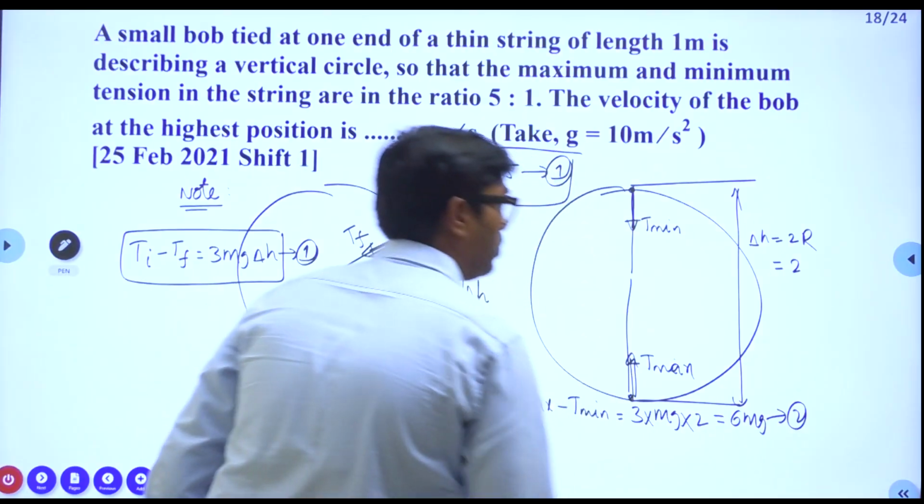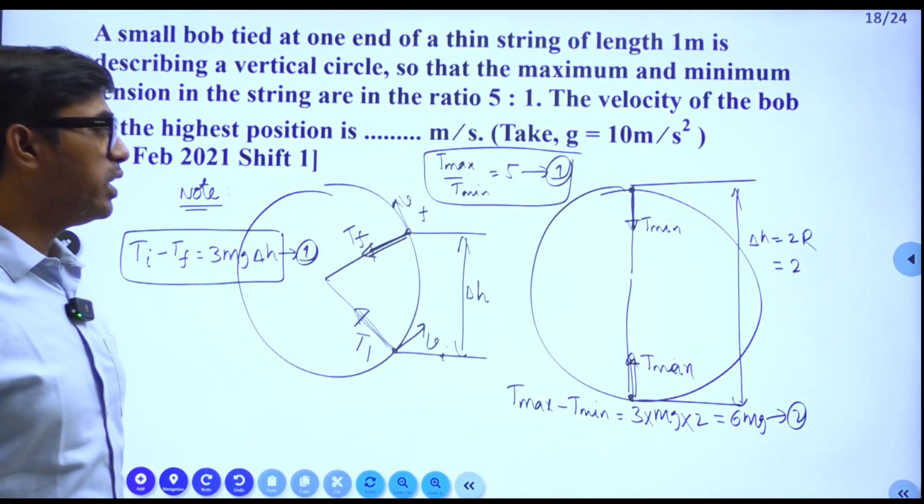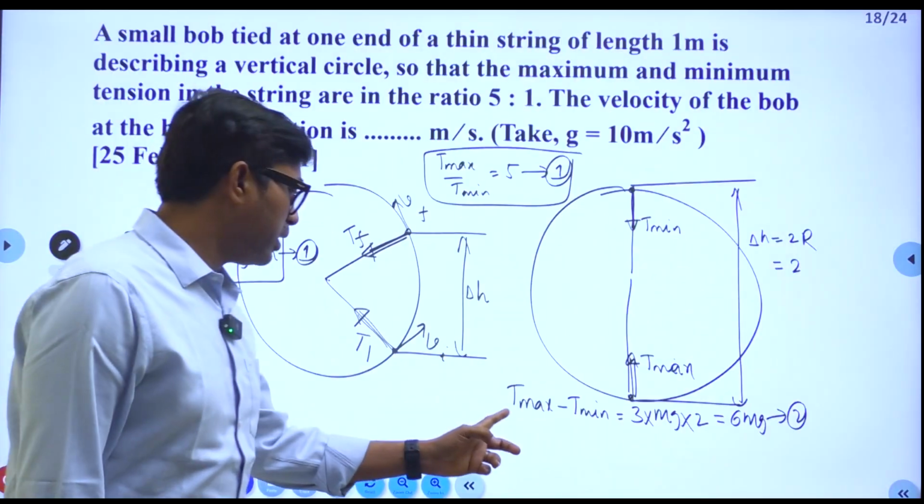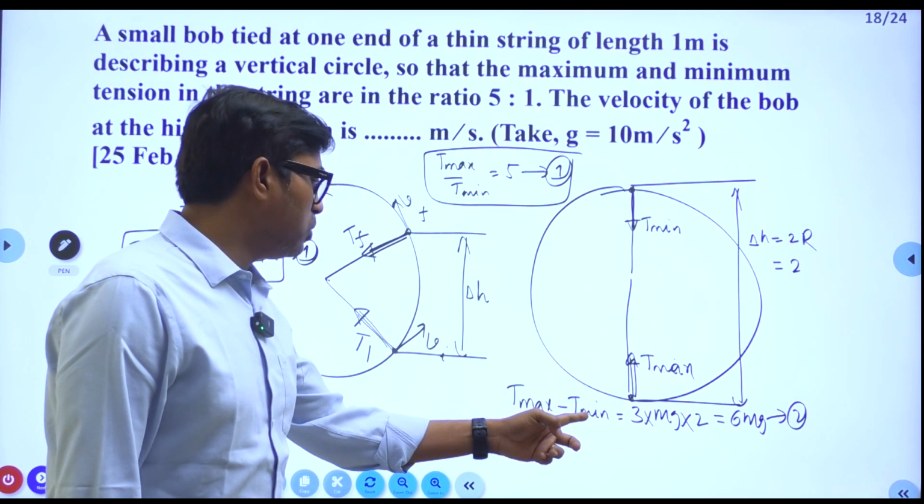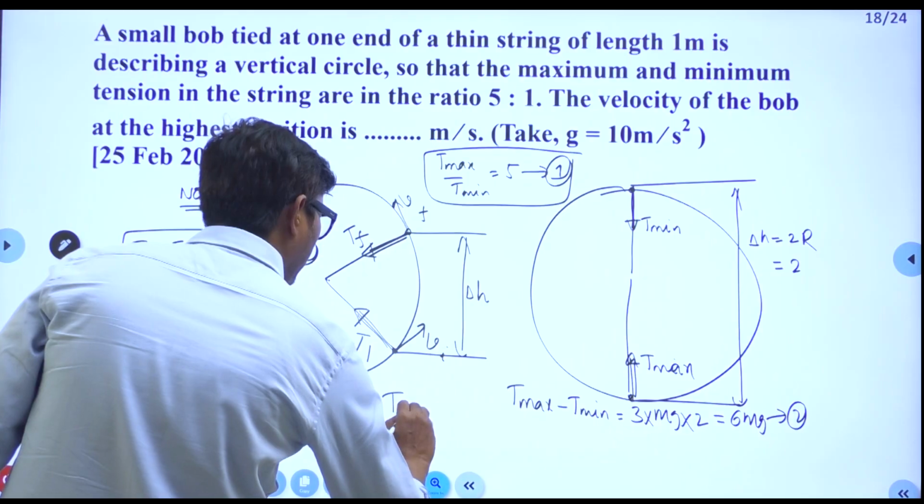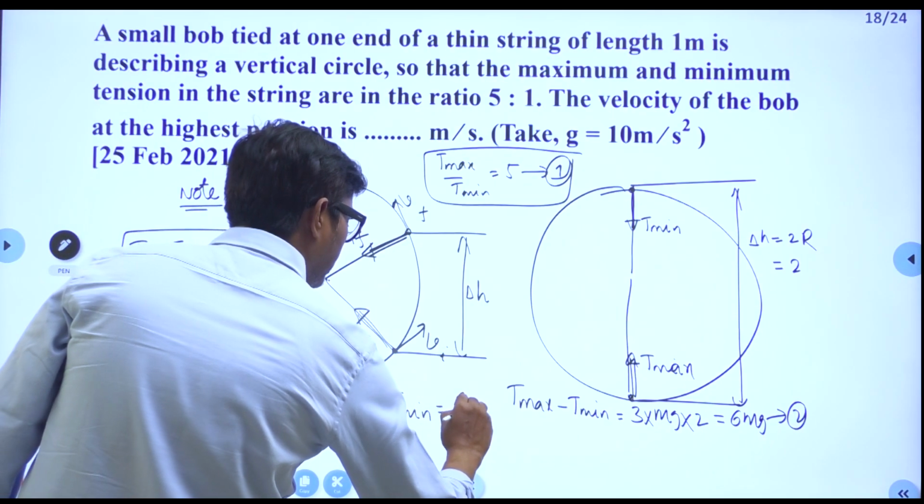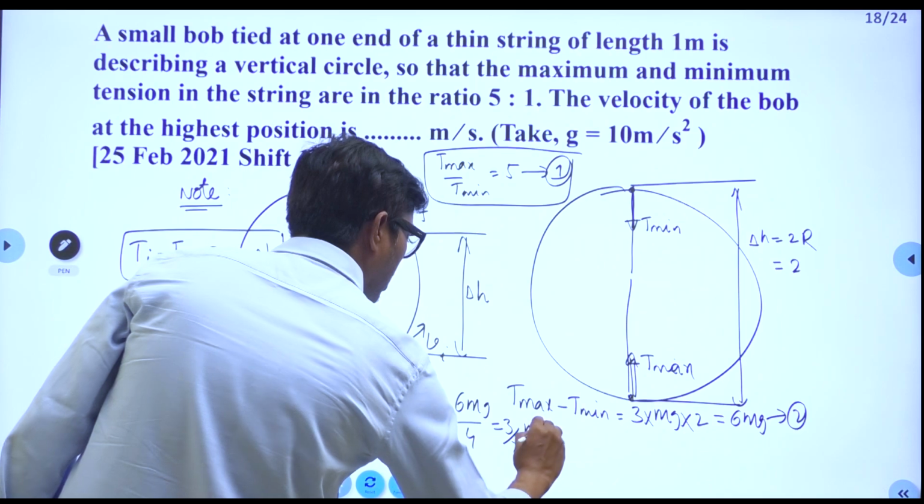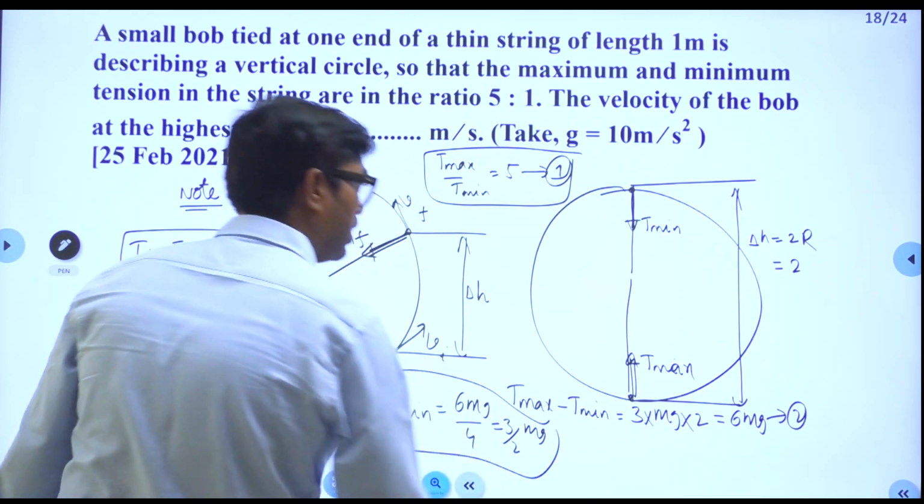Now you got two equations to find two unknowns. We can find the tension. Alright. So T max equal to 5T minimum if I write. 5T minimum minus T minimum, 4T minimum equal to 6 mg. So I'll get T minimum equal to 6 mg divided by 4. That is 3/2 mg. That is the minimum tension I'm having.